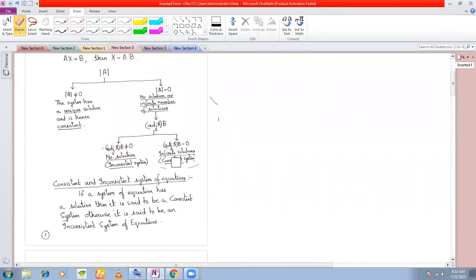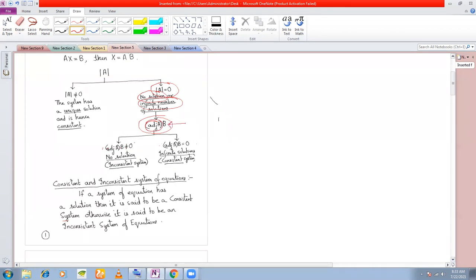If you look at the chart, it says that if the determinant value of A is 0, then the system can have either no solution or it can have infinite number of solutions. These two are the possibilities. So how do you segregate these two possibilities? How do you show whether it has a solution or no solution? You find out the adjoint of A. And once you get the adjoint of A, you multiply with B.